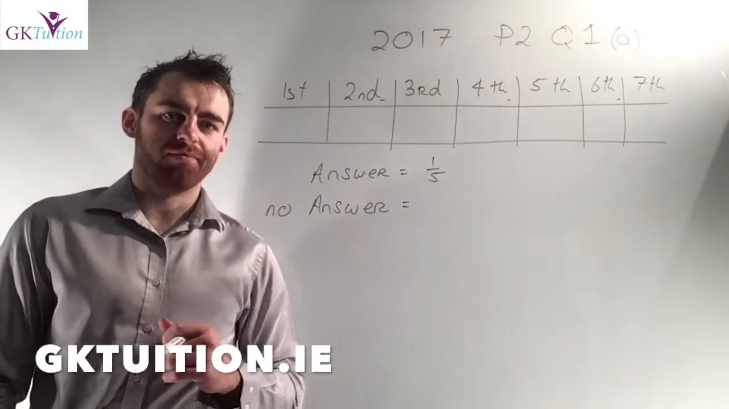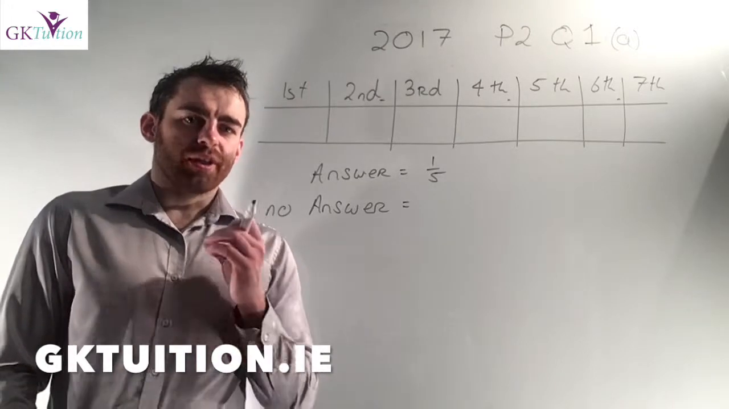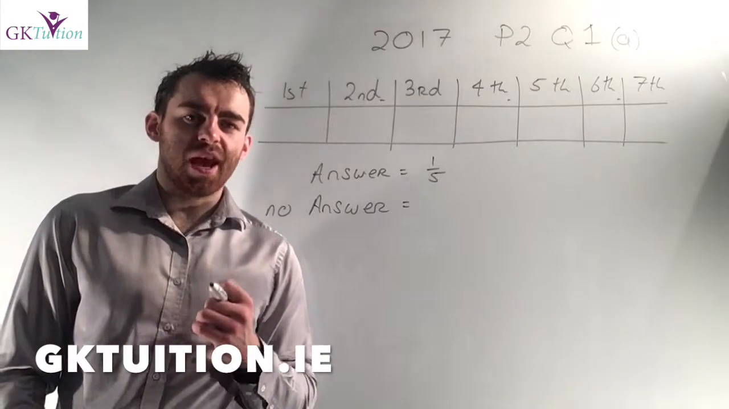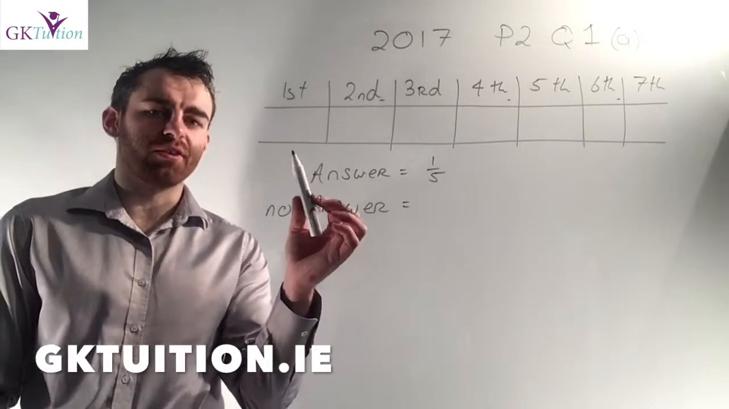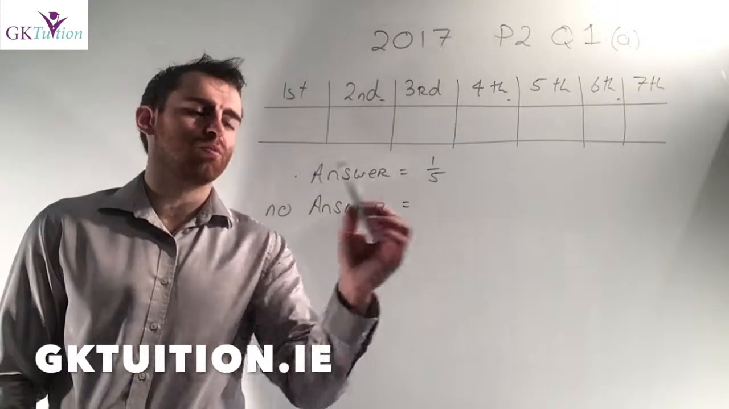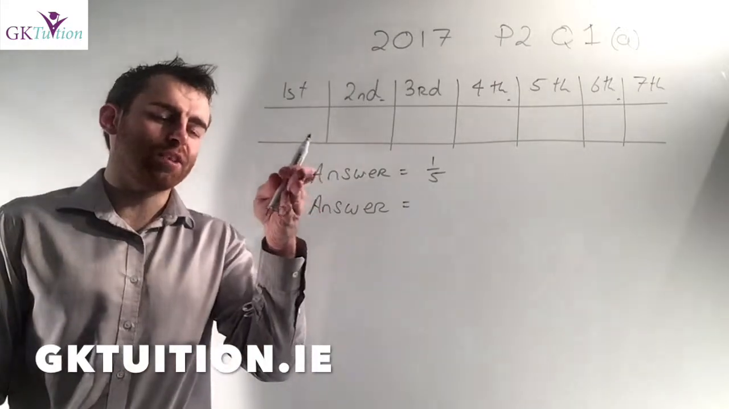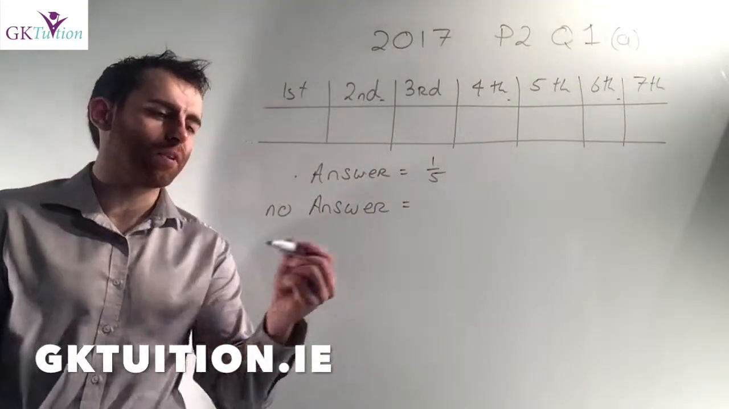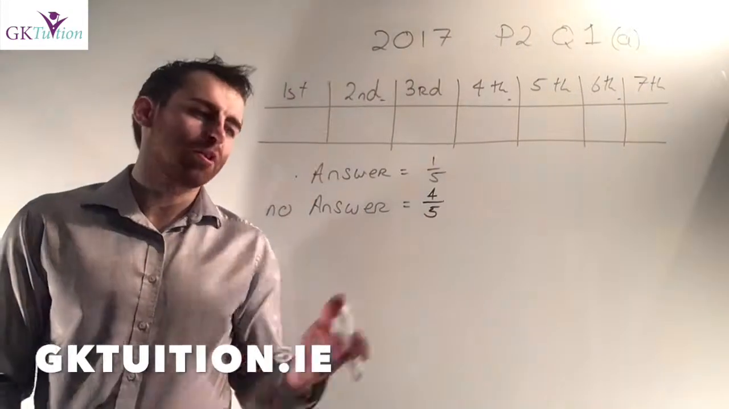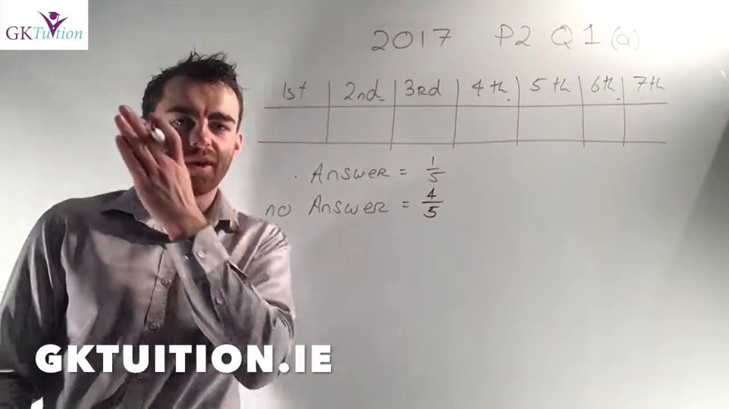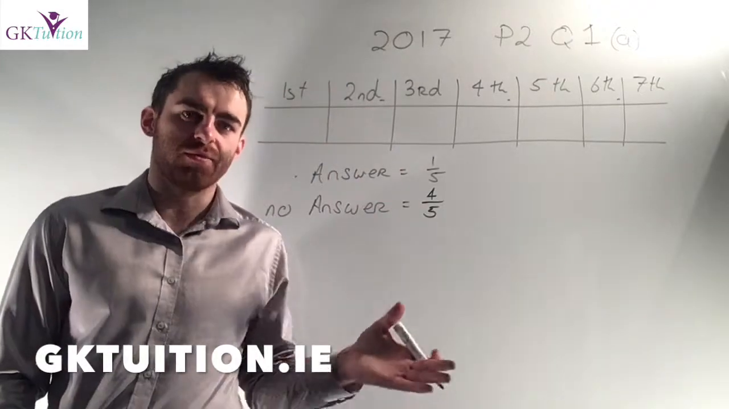I'm on part A. We're told that Connor is going to ring Kira's house every day for 7 consecutive days, and the probability that Kira answers the phone call is 1/5. You should recognize that if it tells you the probability she answers it is 1/5, then the probability that she doesn't answer it is 4/5, because there's only two possibilities. Either she will answer it or she won't answer it.